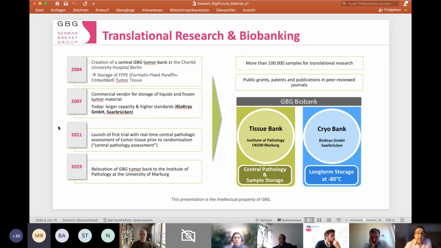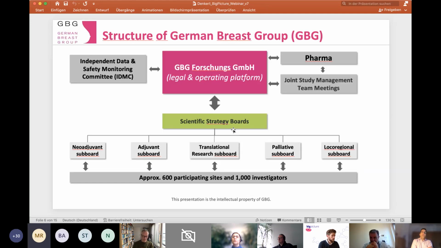From 2011 on, we have a central pathology assessment where we get the sample before the patient is recruited to the clinical trial, which is very helpful for standardized baseline parameters, but also to really make sure that the tissue is available in the tissue bank. So this is all research performed together with the GBG, the German Breast Group.